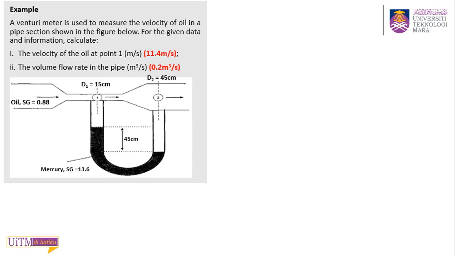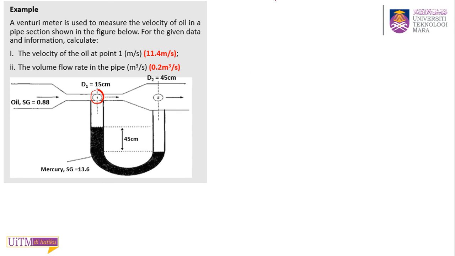Next is this question. Okay, a venturimeter. So let's do this question. I think that might be the last one before we end. A venturimeter is used to measure the velocity of oil in a pipe section shown in the figure below. For the given data and information, calculate the velocity of the oil at point 1. Okay, they ask you to find the velocity of the oil at point 1 and the volume flow rate in the pipe.